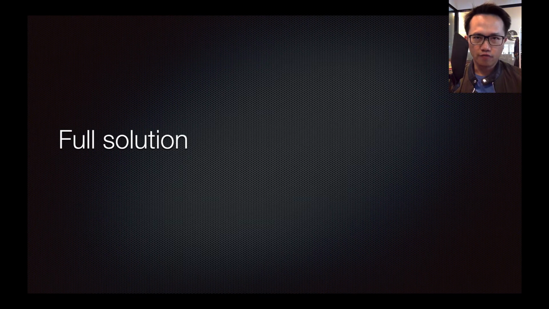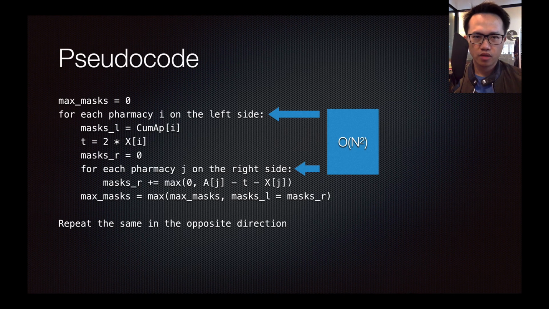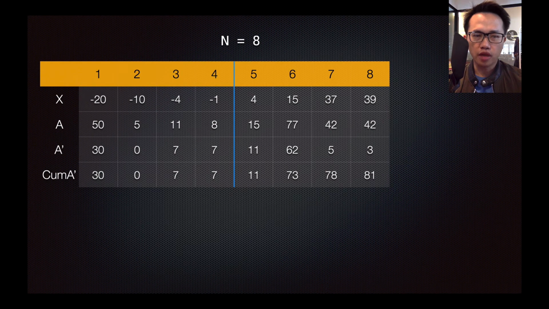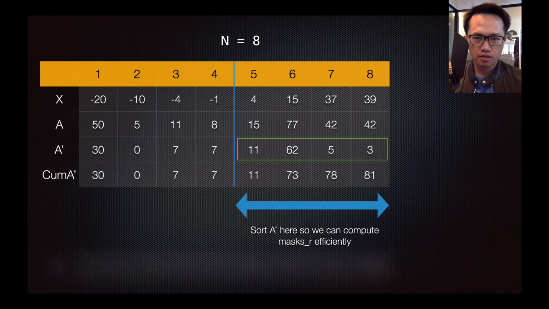Okay, you ready for the full solution? Remember, the simple and elegant solution is order of n squared in time complexity. It's because of the nested for loop here. So how do we optimize it? Well, let's look at the underlying problem pattern a little bit more. So here is the data, and it turns out if you sort A prime, you can calculate masks R a lot more efficiently. Why is that?